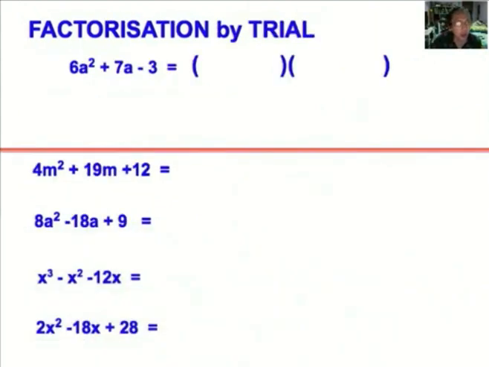Factorization by trial and error. This is done somewhat in the same way, by looking at the first term and the last term to determine our terms in brackets.